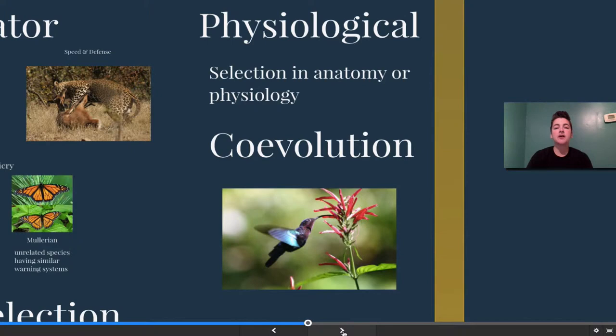And then we have physiological selection. Physiological selection is where anatomy, or the physiology, is being chosen for in a particular manner. Coevolution is often based on physiological selection. Here we have a hummingbird and the flower that the hummingbird eats from, and that big long tube-like beak, in order to get the nectar at the bottom of the flower, fits perfectly with that flower. So coevolution is two organisms that have evolved together to work well together.